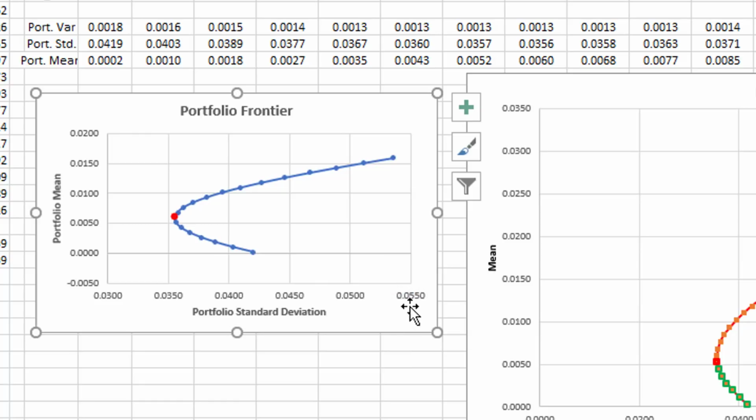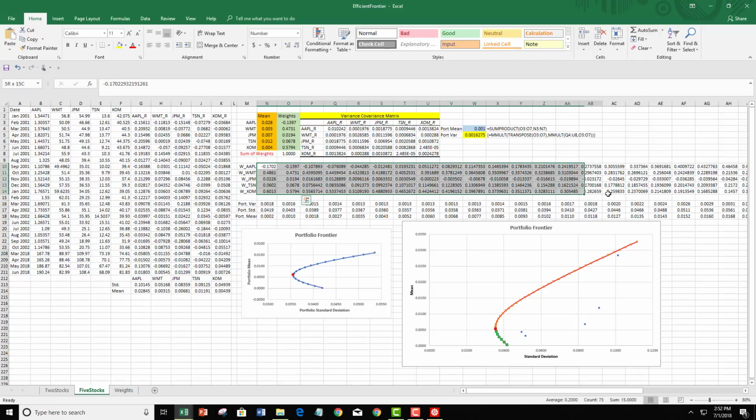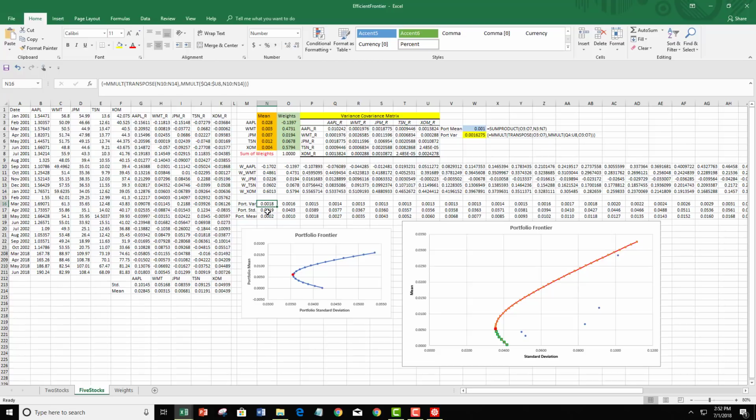I want to recap how we got this portfolio frontier. We had the individual average means and the variance covariance matrix, and we computed different sets of portfolio weights using the Excel Solver function. Once we have all these different sets of portfolio weights, we can compute the portfolio variance, standard deviation, and portfolio mean associated with each weight, and that gives us the portfolio frontier.